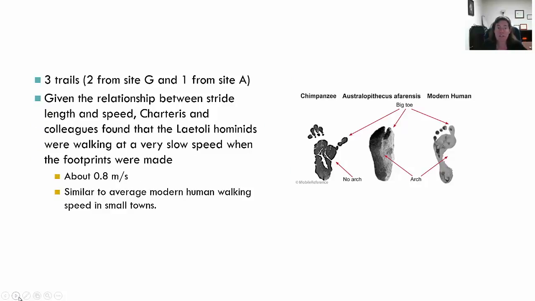As I said, there were 3 trails, 2 from site G and 1 from site A. Given the relationship between stride length and speed, it was found that the Laetoli hominids were walking at a very slow speed when the footprints were made, about 0.8 miles per second. This is average walking speed for modern humans who are walking in a small town.